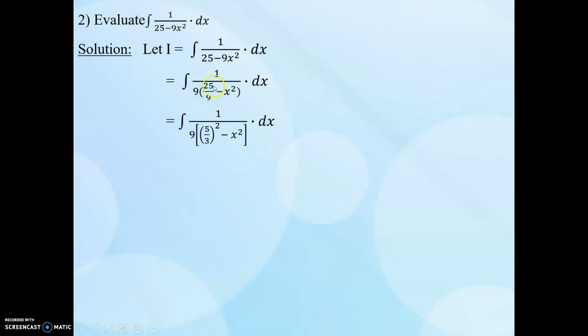Next question is evaluate integral 1 upon 25 minus 9x square dx. Here again you have to take this 9 outside. So let I is equal to integral 1 upon 25 minus 9x square dx. You can take this 9 outside in the denominator. So integral 1 upon 9 you have taken out here, so 25 upon 9 minus x square. Next you can make this a perfect square. So integral 1 upon 9 into 5 upon 3 whole square minus x square dx.